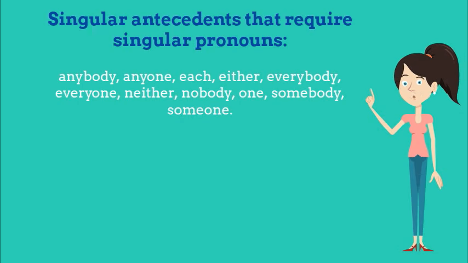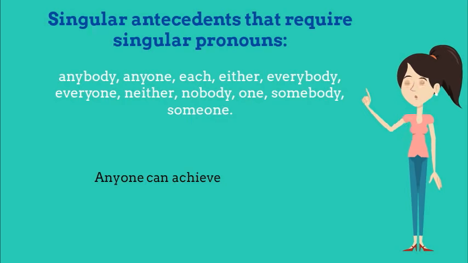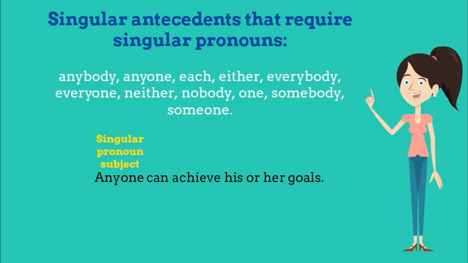Let's look at this next example. Anyone can achieve his or her goals. Anyone is a singular pronoun that is acting as the subject. Since I don't know the gender, I will reference both pronouns, his or her, to be correct.